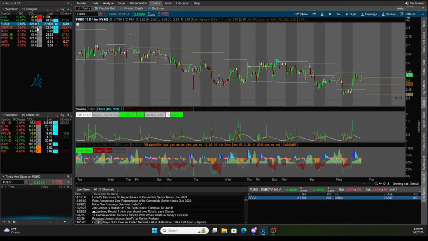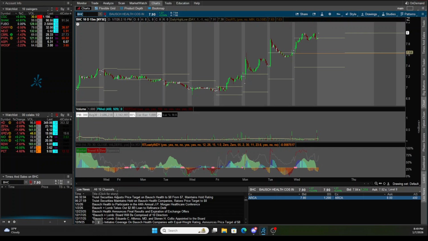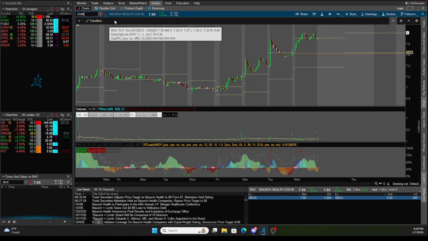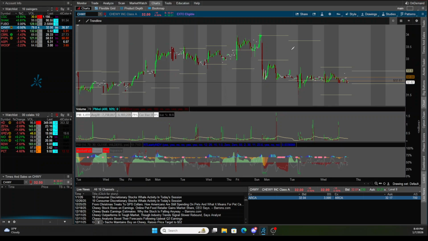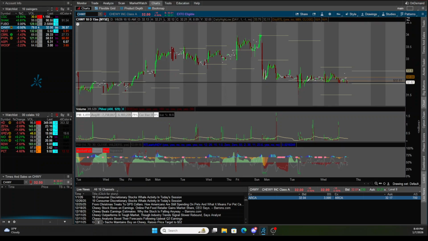Works really, really well. Here, let me think of a couple right now. How about BHC? No, we already took off. Works really well on Chewy, then, with stocks that are around levels, looking for that consolidation, then they line up here. So you can kind of see on Chewy, good example.